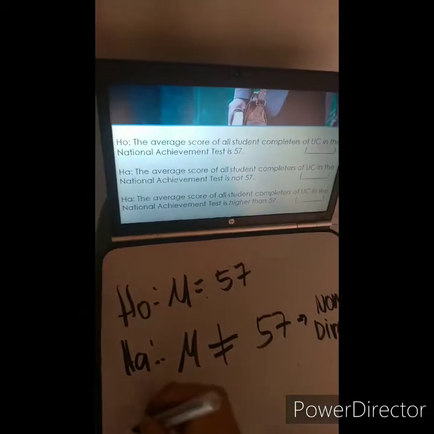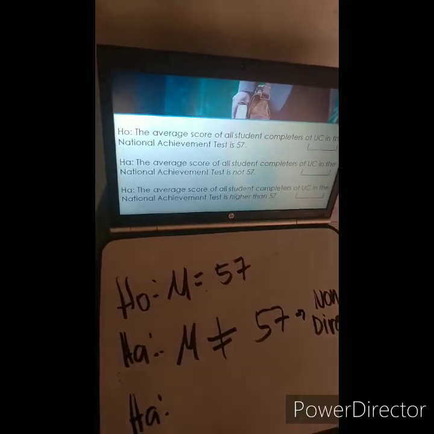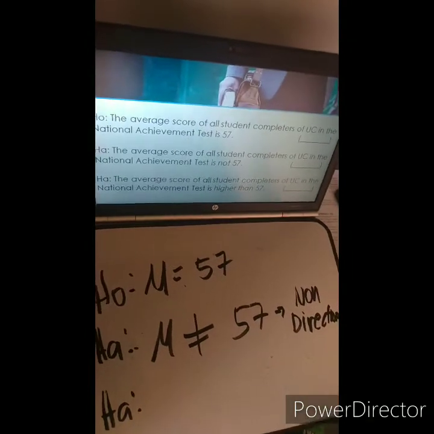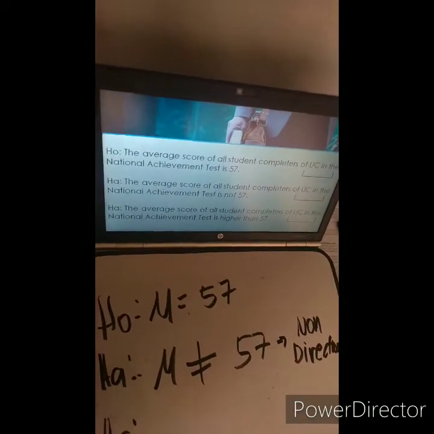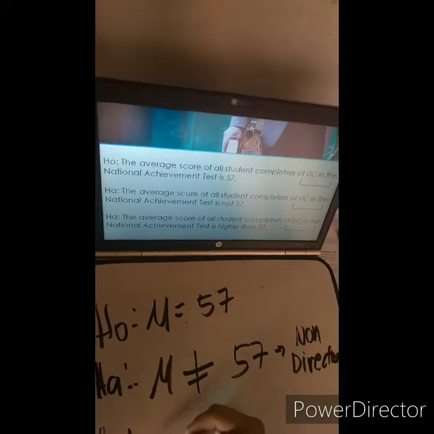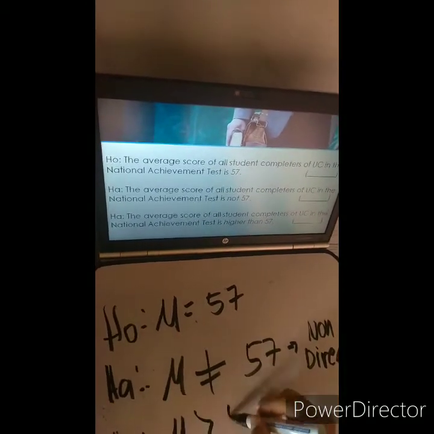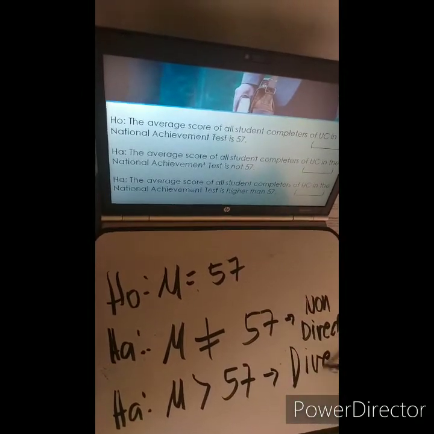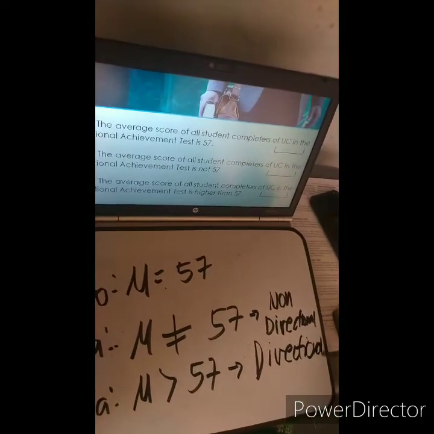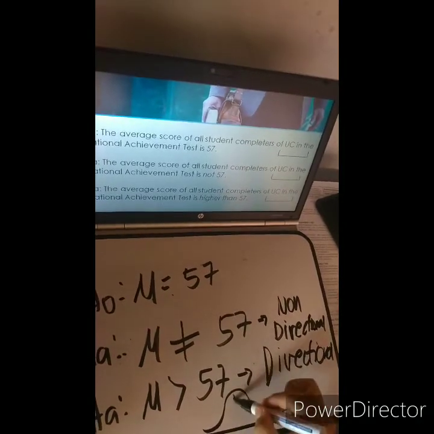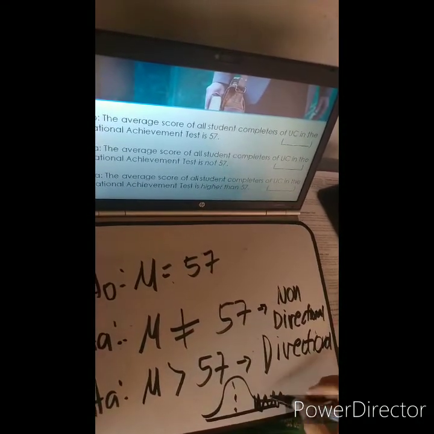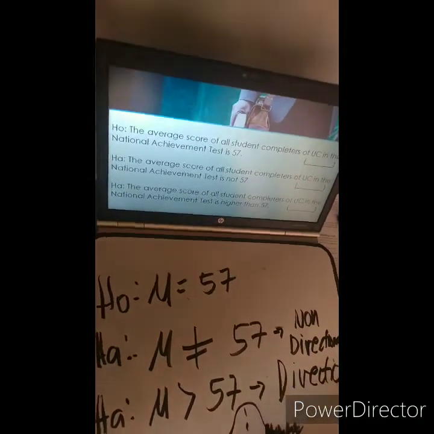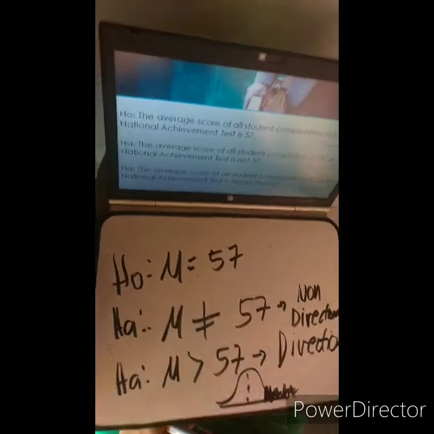But here, there is another alternative hypothesis. What if our alternative hypothesis is this one? The average score of all student completers of UC in the National Achievement Test is higher than 57. Which means that mu is higher than 57. It is directional, because if there is the normal curve, you're talking about values here on the right side. That's why it is directional. Okay, next.